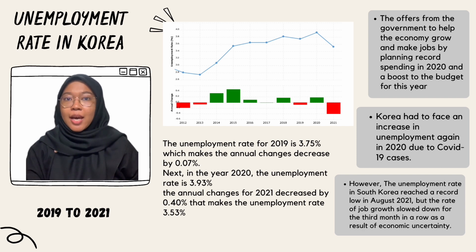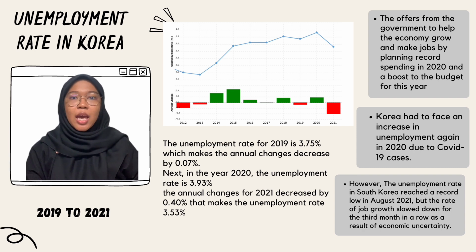The graph shows that the unemployment rate from 2019 is 3.75%, which makes the annual changes decrease by 0.07%. Next, in the year 2020, the unemployment rate is 3.93%, with an increase of annual changes of 0.18%. Last but not least, the annual changes for 2021 decreased by 0.40%, that makes the unemployment rate 3.53%.